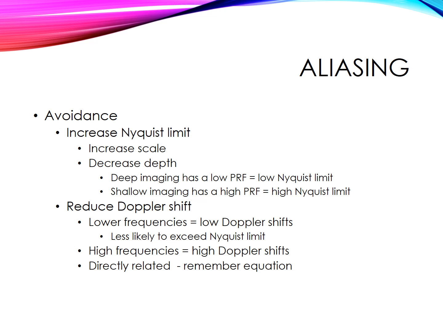The other option is to reduce the Doppler shift. We can do that by lowering our transducer frequency. With a lower transducer frequency, we're going to have lower Doppler shifts, which means that they are less likely to exceed that Nyquist limit. And as you remember from last lecture, those frequencies are directly related. As we switch to a 5 megahertz transducer from a 2.5 megahertz transducer, our Doppler shift went from 4,000 to 8,000. As that Doppler shift increases, it's more likely going to exceed that Nyquist limit. So making sure to have an appropriately low frequency will help with aliasing.